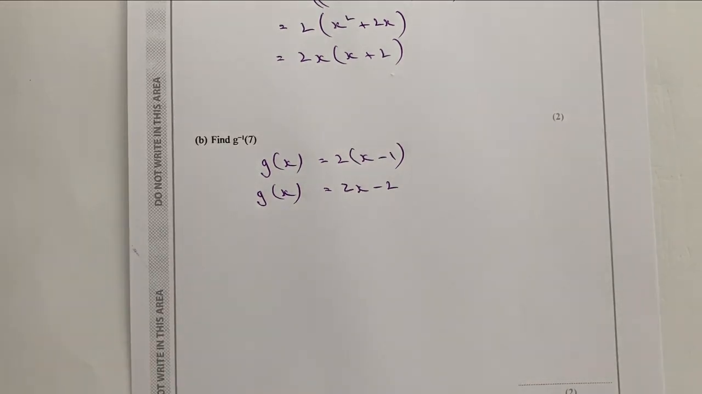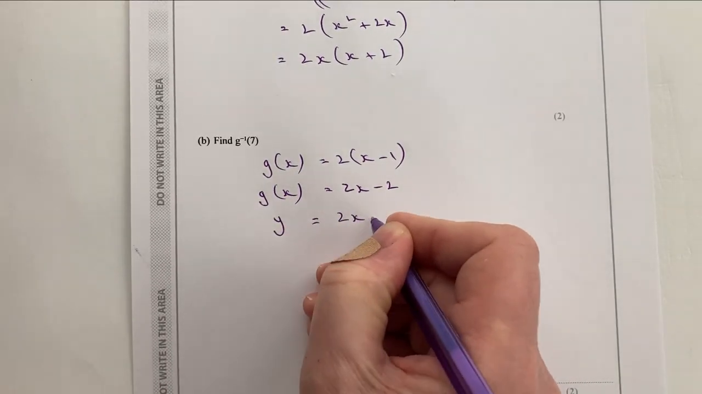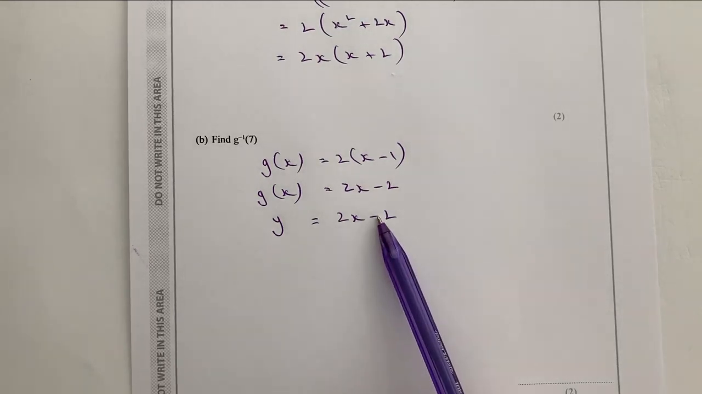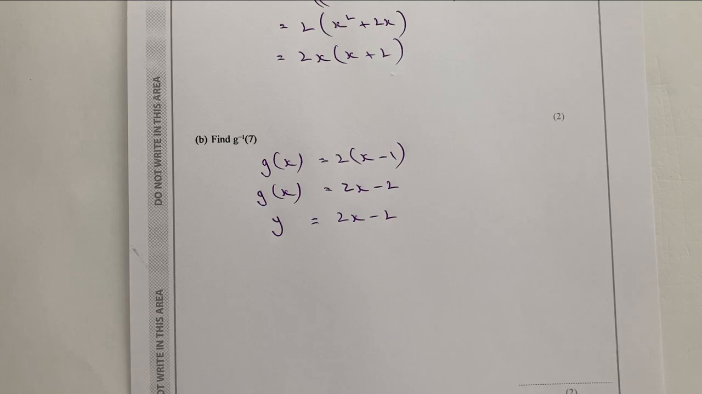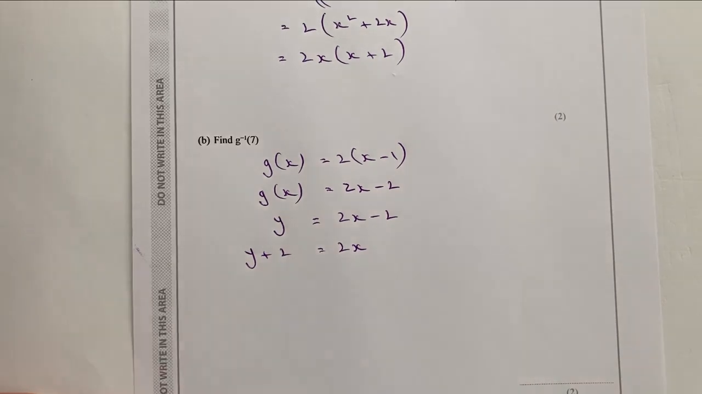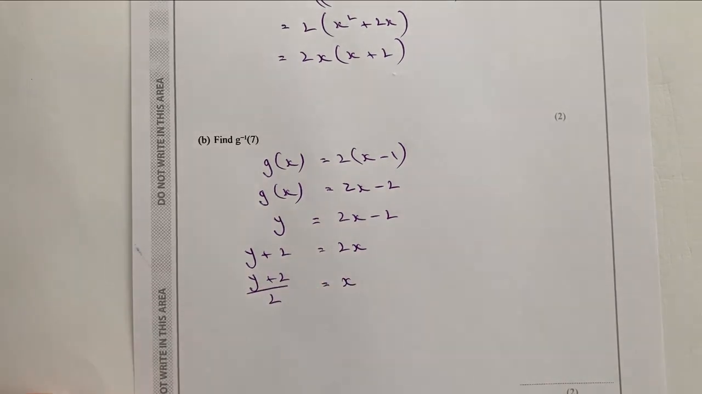Now there is a technique, and again, if you have a look on the playlist separately to this, it'll give you the technique through. The way we do this is we change this g(x) to y, and then we've got 2x minus 2, and what we need to do is make x the subject. So I'm going to bring this minus 2 over to the other side by adding 2 to both sides, and I'm going to get y plus 2 equals 2x. I'm then going to divide through by 2, so I get x equals (y plus 2) divided by 2.